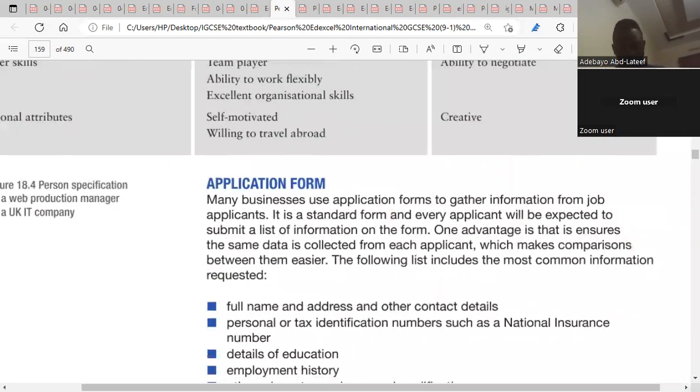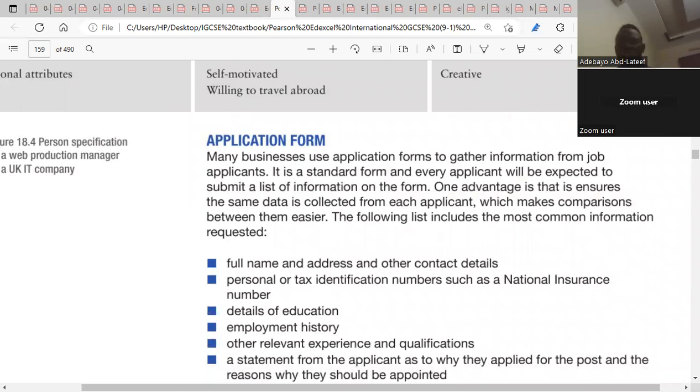Now, application form. For an application form, this will be given by the company. The company will give you the application form, so you have to fill the application form. The application form is the form that you need to fill to apply for the job. So this will be issued by the company.